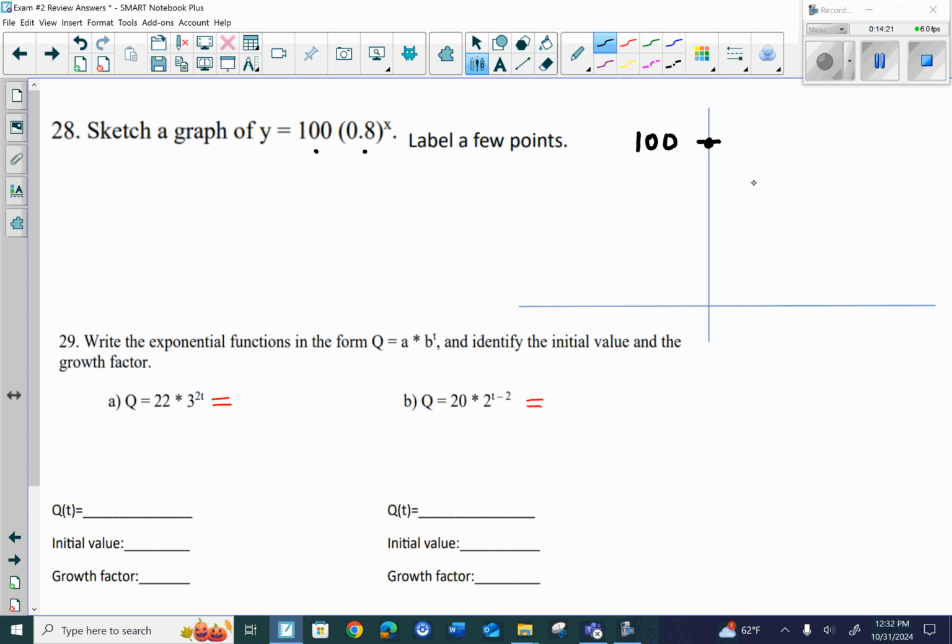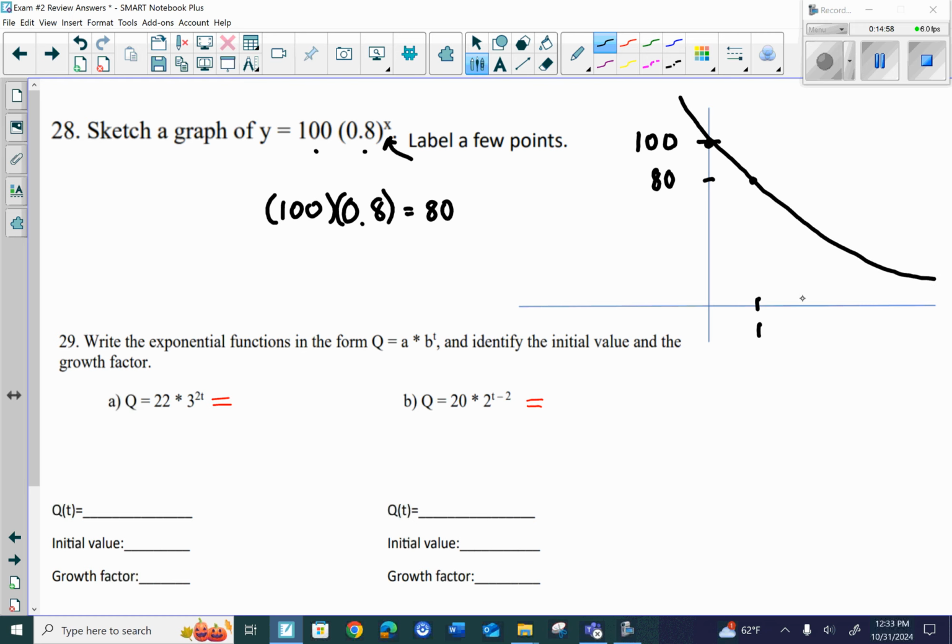So 80% of 100, if I calculate 0.8 times 100, I get 80. That's the same as putting a value of 1 in for x. So after 1 year or 1 minute or whatever the problem would be, I have a value of 80. You can see that this is going to be a decreasing curve or an exponential decay.